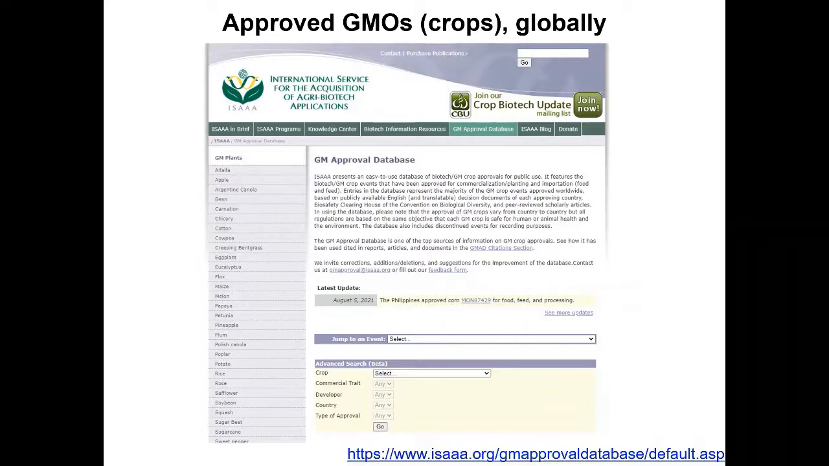It also helps you to distinguish any myths and wrong information that you might come across on the internet in terms of what products are out there and what has been approved in the different countries. So it's quite a very useful database or website to use.